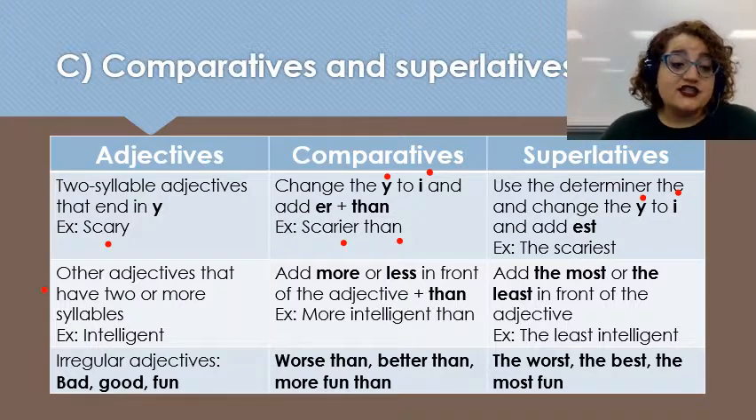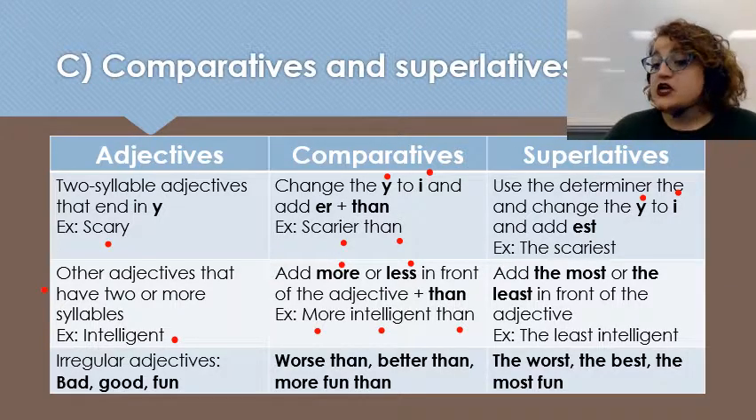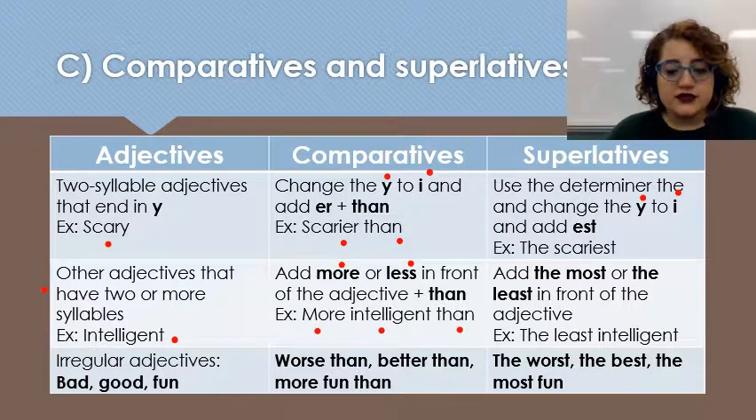For all the other adjectives that have two or more syllables, like intelligent, you cannot say "intelligenter than me". That sounds very weird. So what you're going to do is actually use the words "more" or "less" in front of the adjective, and at the end, add "than". So for example, "more intelligent than". And for the superlative form, you just use "the most" or "the least" in front of the adjective. So the least intelligent person in the class is Tommy, for example.